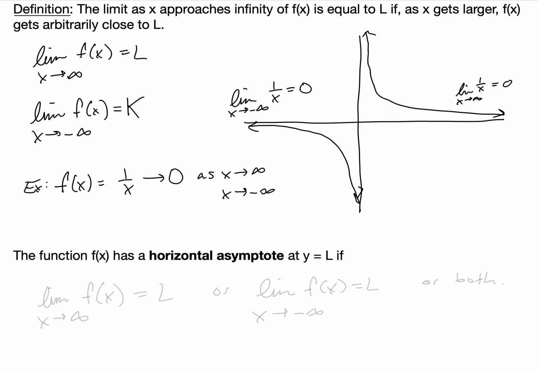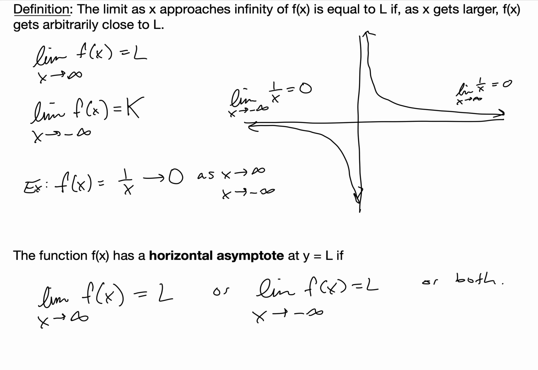So f of x has a horizontal asymptote at the value y equals L if the limit as x approaches positive infinity of f of x is equal to L, or the limit as x goes to negative infinity of f of x equals L, or both. And it could be the case that, as in the situation above, the limit as x approaches infinity and negative infinity is the same for f of x, or it could be going towards two different values.